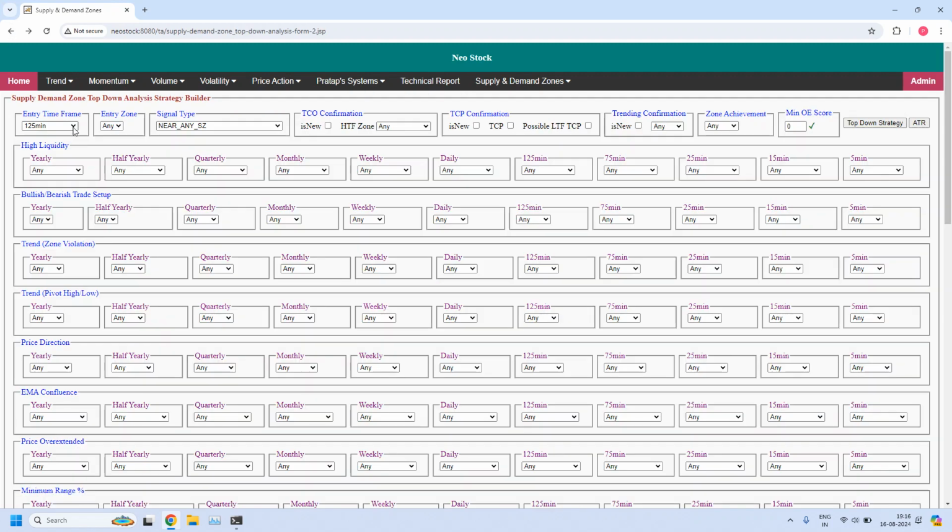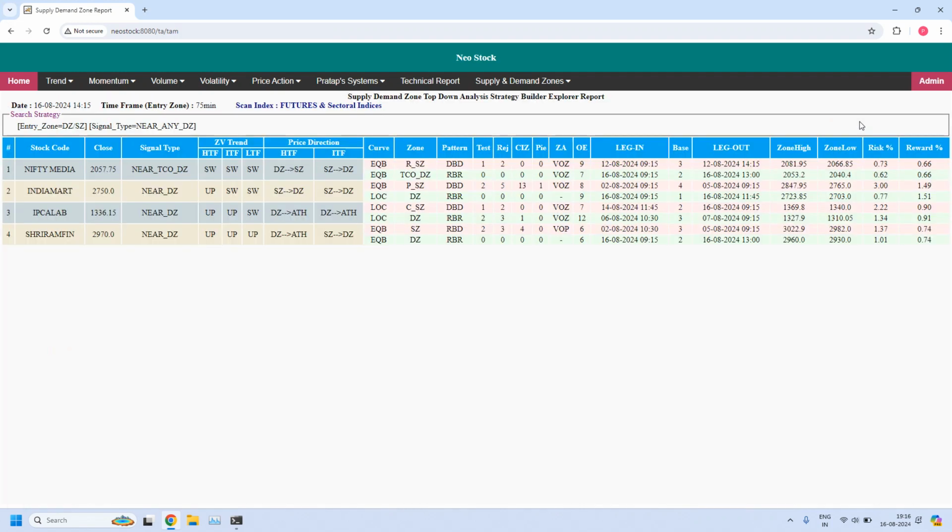The next time frame is 75 minutes. Entry time frame is 75 minutes. So let us find the stocks near 75 minutes demand zone. 4 stocks are filtered. Let's verify high liquidity demand zones from this list. No, we don't have any 75 minutes high liquidity demand zones from this list.